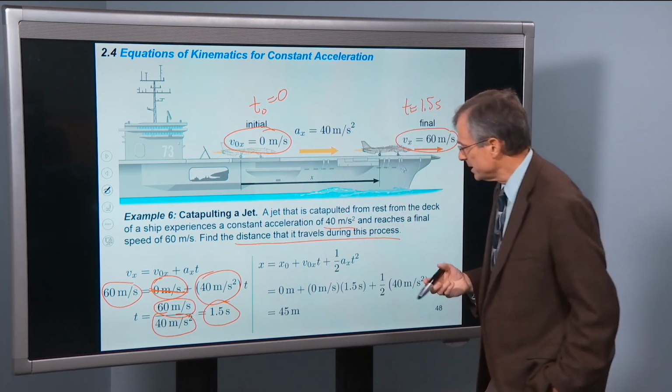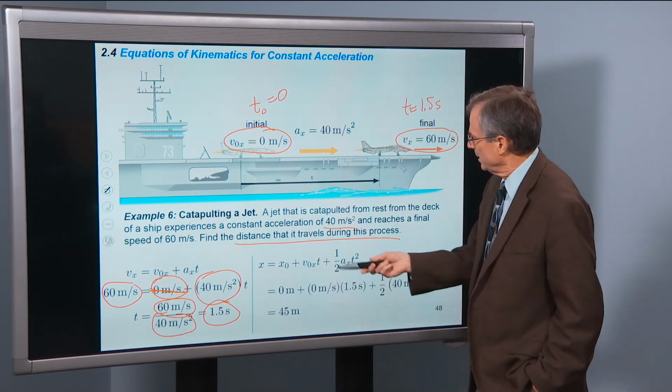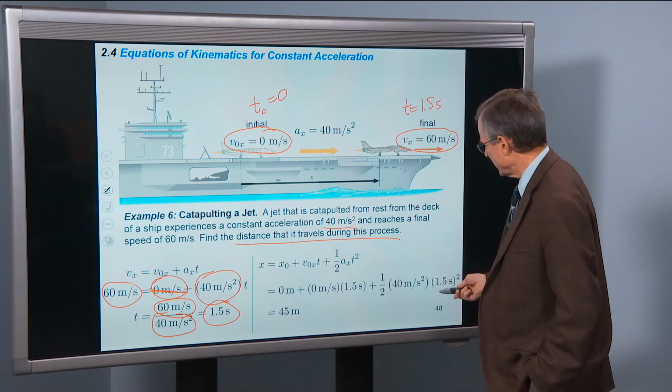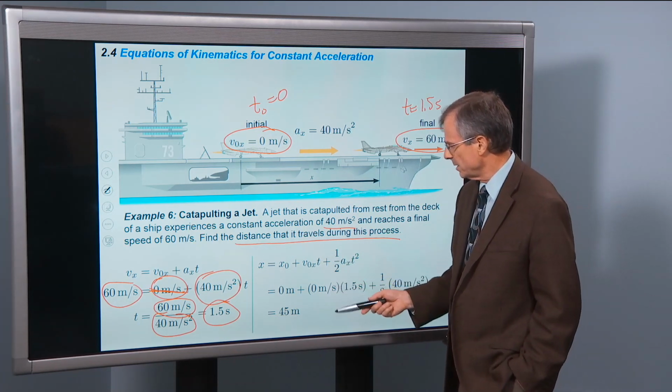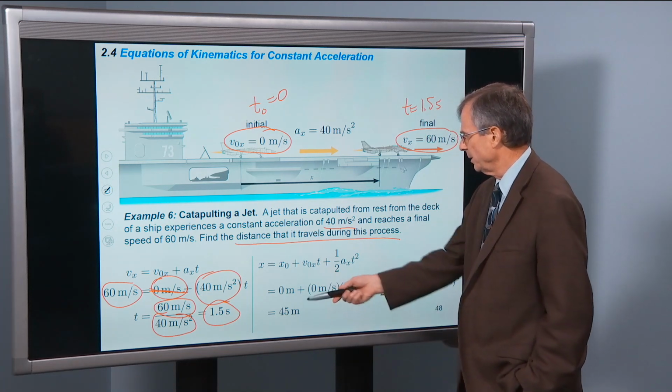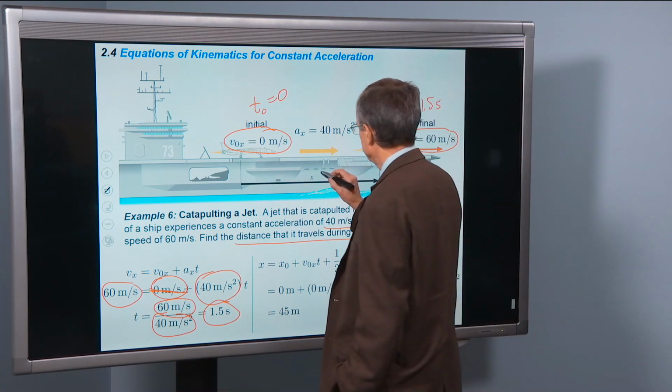And now we can find the distance because we've found the time. Time goes in here, 1.5 seconds. Just plug in the numbers that we already know. V naught x is 0, x naught is 0, and we find that it goes 45 meters.